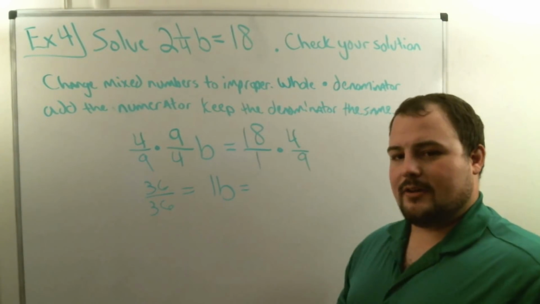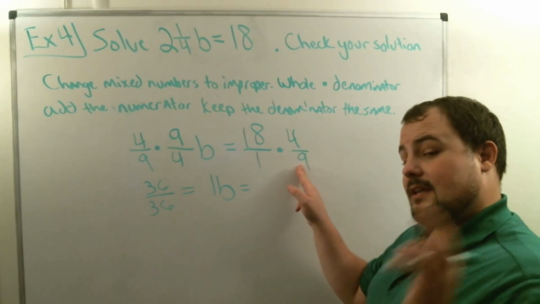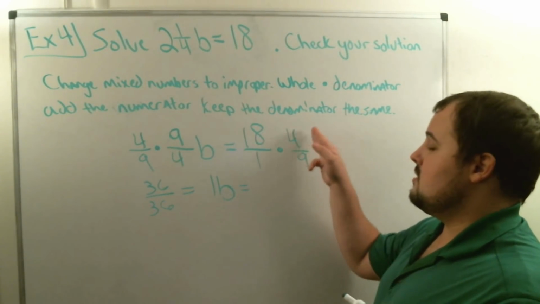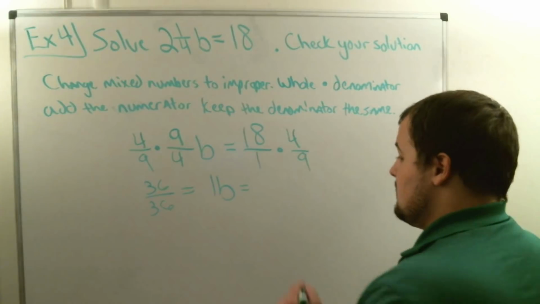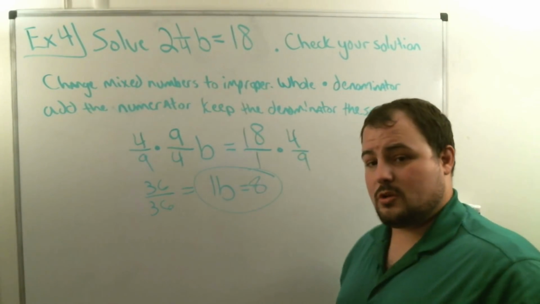So I'm going to use my other method. I'm going to take 18 divided by 9, that's 2. 2 times 4, that's 8. So 1 letter B should equal 8. That's what my B should equal.